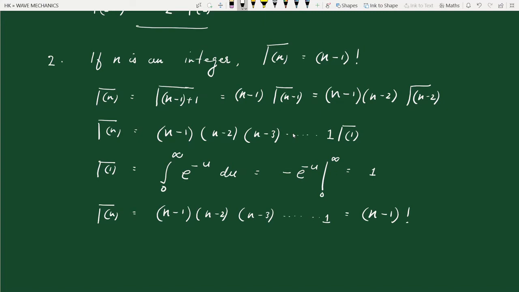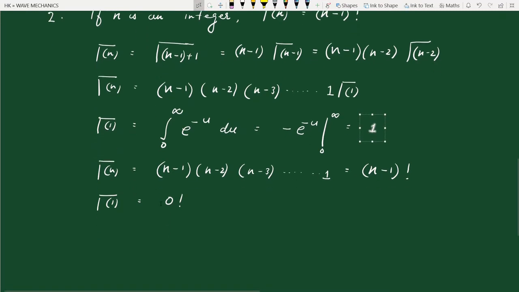Now from this we have a corollary: gamma 1 is equal to 0 factorial, that is, n minus 1 factorial with n equal to 1, which is 0 factorial. And we have already established in the previous step that gamma 1 is equal to 1, which means by definition that 0 factorial is taken as 1. So this is one way to show that 0 factorial is 1.